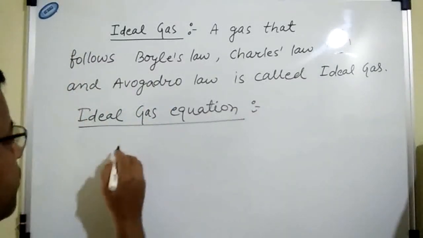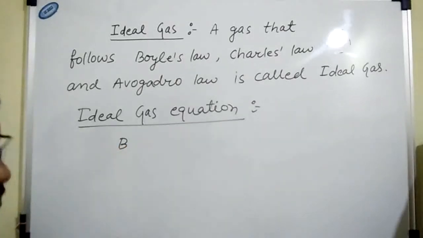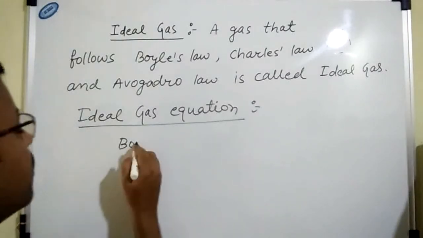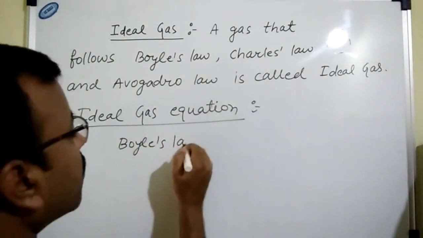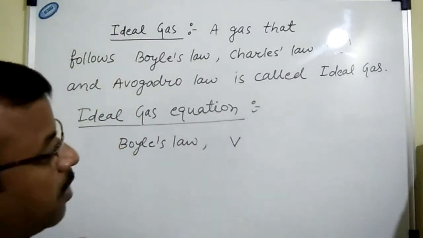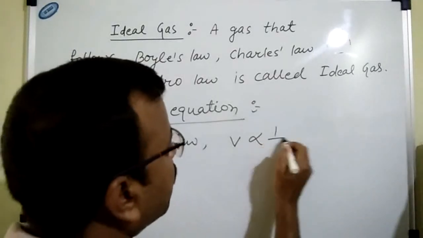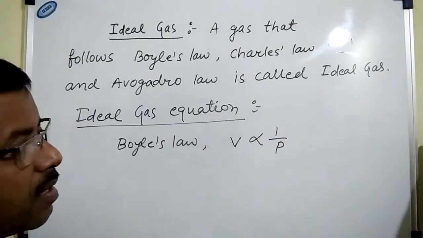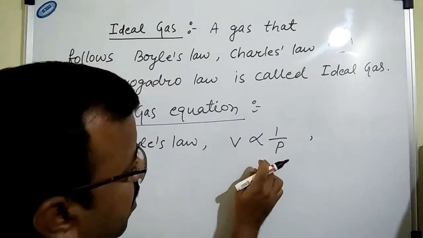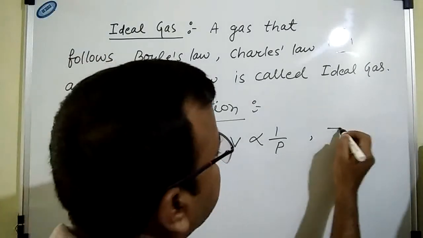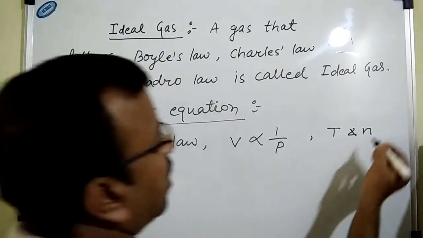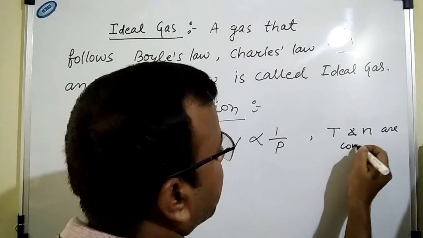First we know Boyle's law. The volume of a gas is inversely proportional to pressure. If volume increases, pressure will decrease, and this relation holds when temperature and the number of moles, that is the amount of gas, are constant.